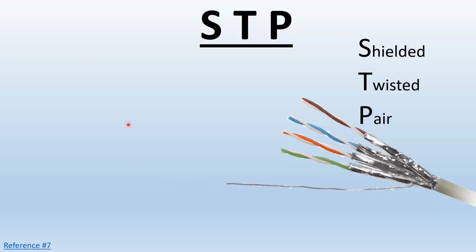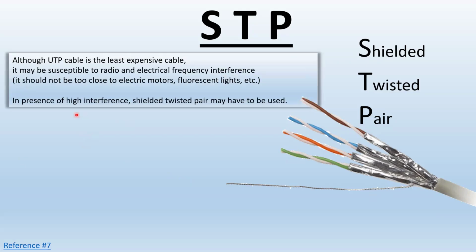Now, there are different types of shielding as far as the cables. Now, let's just read what I wrote a couple years ago. Although unshielded twisted pair cable is the least expensive cable, it might be susceptible to radio and electrical frequency interference. It should not be too close to electric motors, fluorescent lights, and so on. But if it comes to machinery, you can't have it far from electric motors because it's all there. Right? In presence of high interference, shielded twisted pair might have to be used.